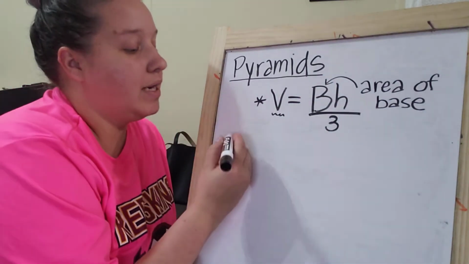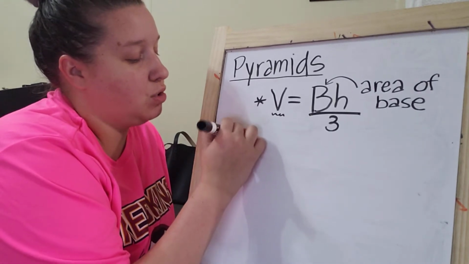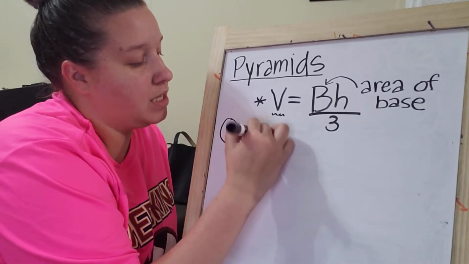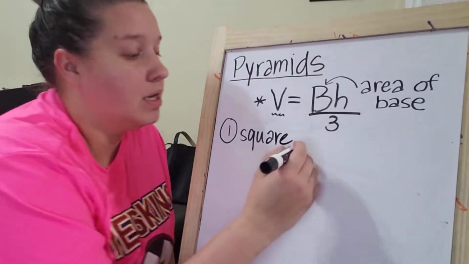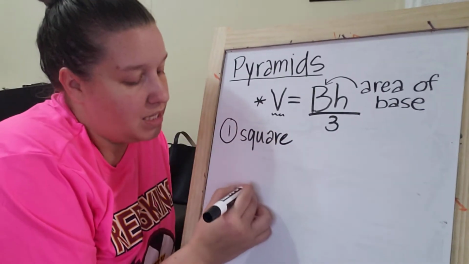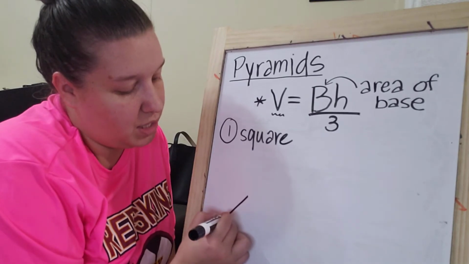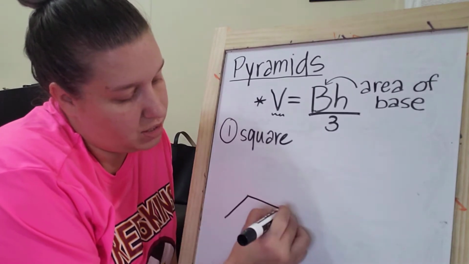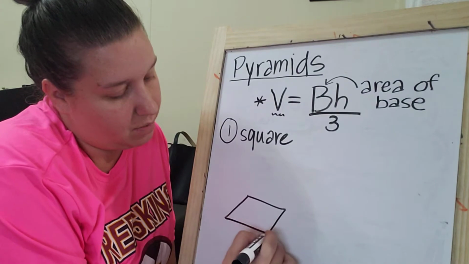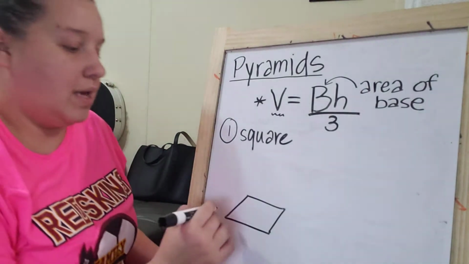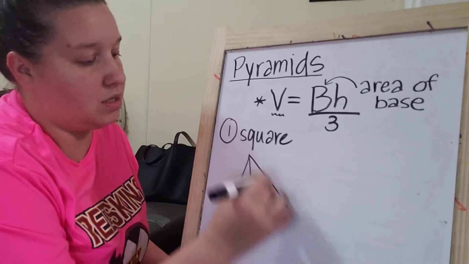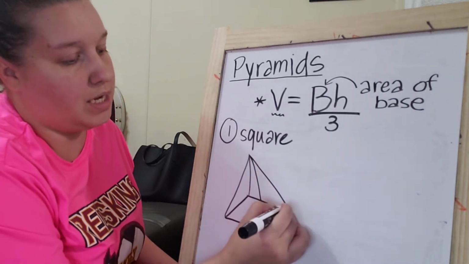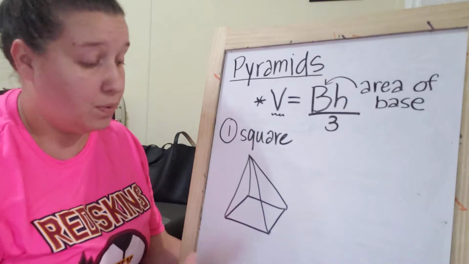So, we're going to do two kinds of pyramids. The first one is a square pyramid. Square pyramid means that the base of our drawing is going to be a square. Now I'm going to draw a square, but I'm going to lay it down a little bit. Then to draw a pyramid, we just connect all these corners to a point, and you have yourself a square pyramid.